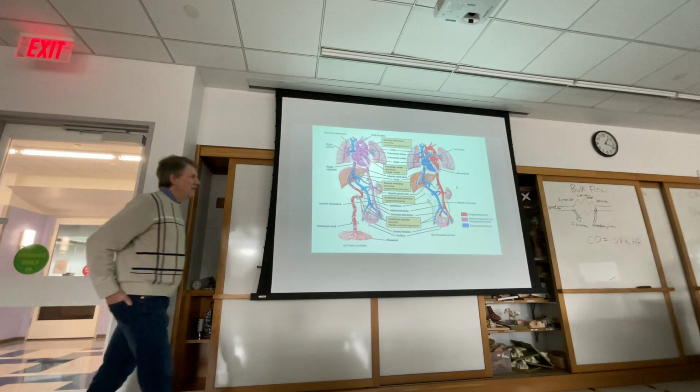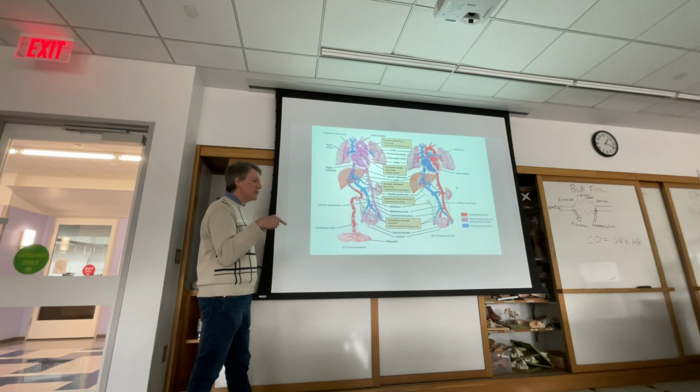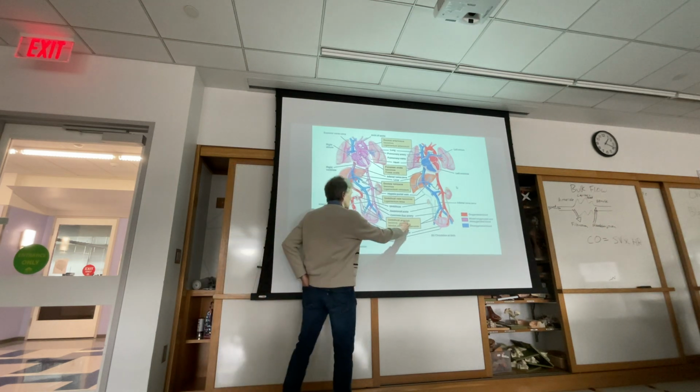And then the last thing, the thing that brings the deoxygenated blood away from the fetal heart and back to the placenta, are the umbilical arteries.